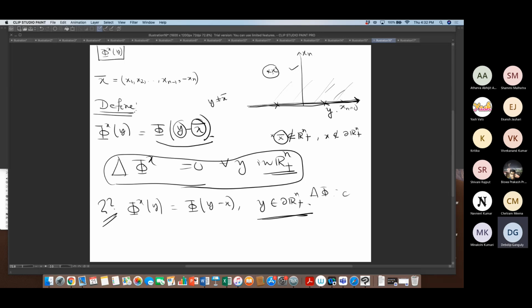Means you take any y in the boundary, then using the reflection property, the distance between y to x bar is equal to the distance from y to x. So this distance is always the same. This is a property of it, because this is a reflection around xn, so it is always the same.